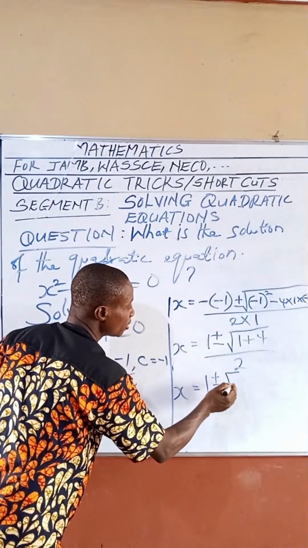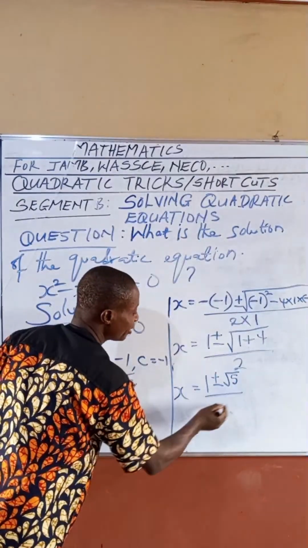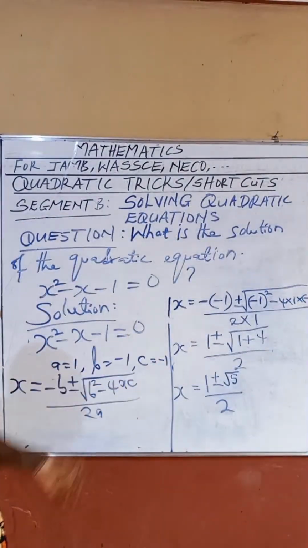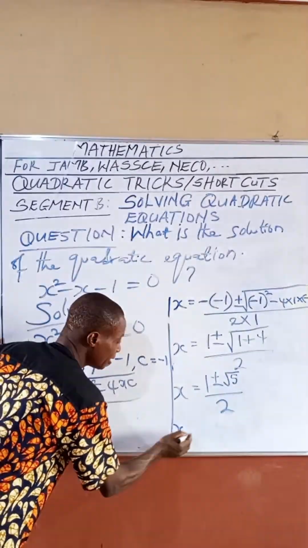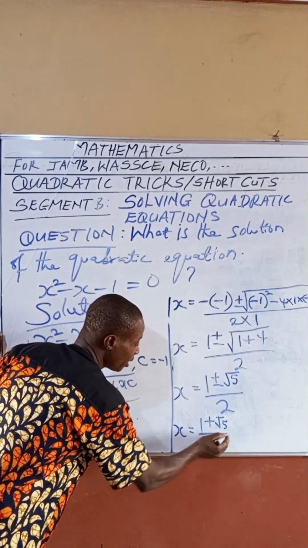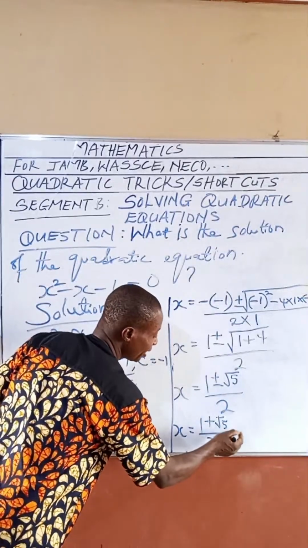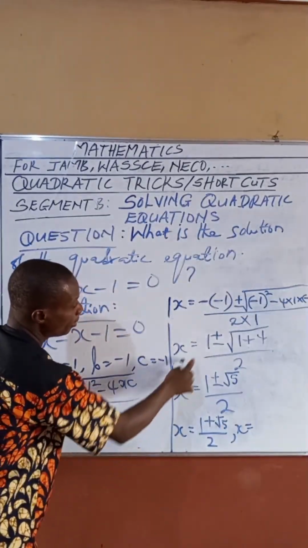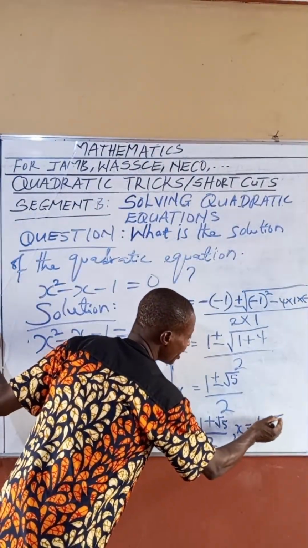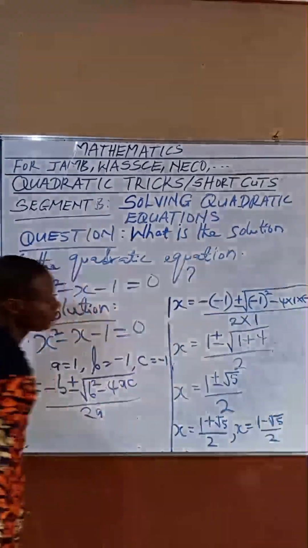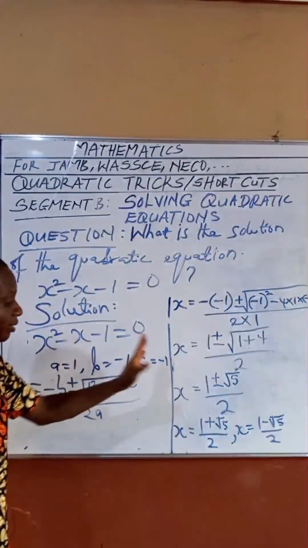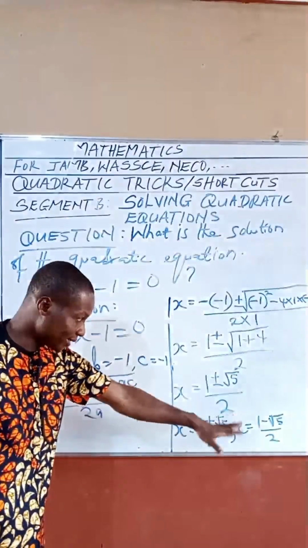1 plus 4 is 5. Then we divide by 2. So we can leave our expression like this, like in JAMB. We can leave your expression in a short form. Okay, we can have x to be equal to 1 plus root 5 over 2, or you can have x to be equals to 1 minus root 5 over 2. These are the solutions. It can be this or this. Yes, these are the values of the expression. So it is okay like this in JAMB.